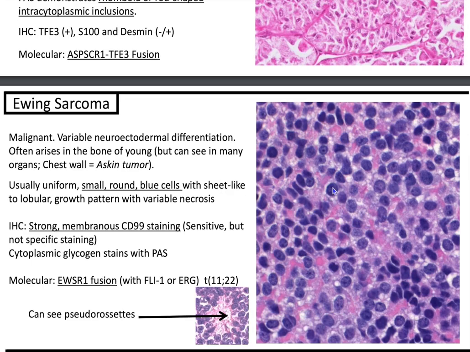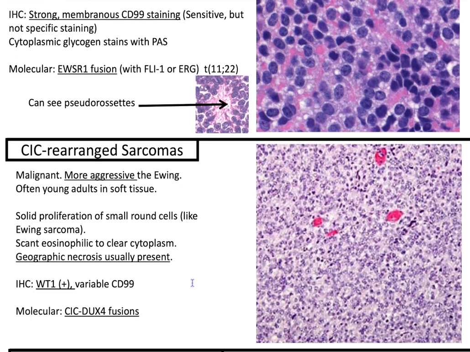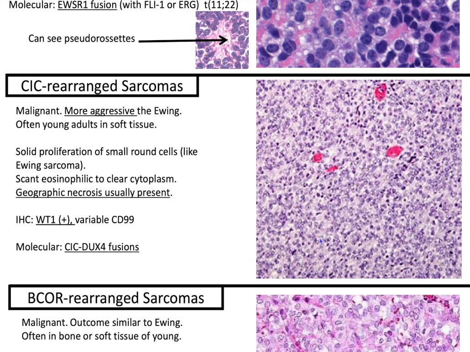Ewing sarcoma has that strong membranous CD99 staining and EWSR1 fusion, oftentimes with FLI1, or it can be with ERG. CIC-rearranged sarcomas, more aggressive than Ewing's, WT1 positive, variable CD99, small round blue cell tumor, and can have geographic necrosis. And it has that CIC-DUX4 fusion.